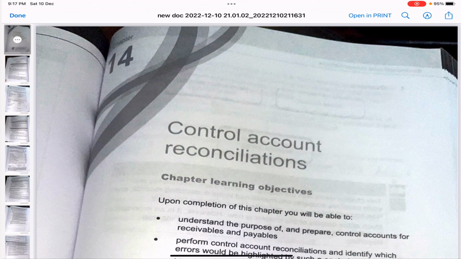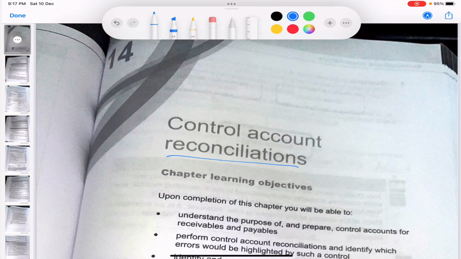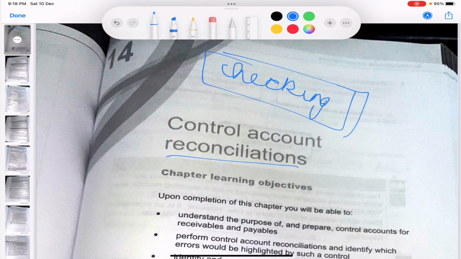We are going to learn about the control account reconciliations. So what do you understand by the word reconciliations? That is basically checking the values and proofreading them. So basically we are proofreading what we have done so far, and we are going to check for any errors, and we will basically try to figure that out.